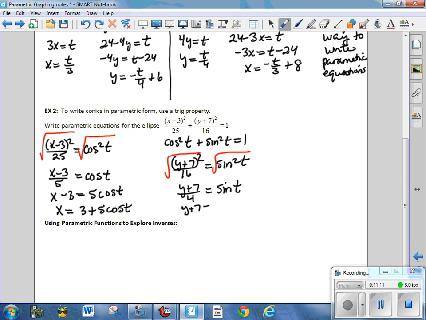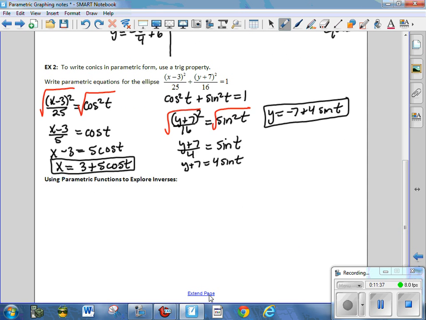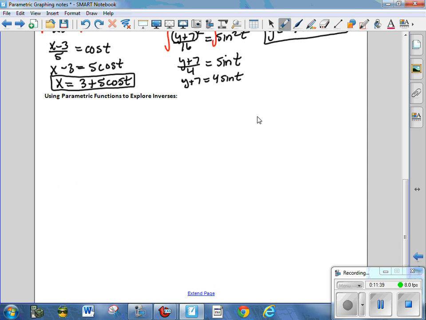Y plus 7 is equal to 4 sine of t, or y is equal to negative 7 plus 4 sine of t. So there are my parametric equations for that ellipse. And if you had a hyperbola, you'd do the same thing, only you'd use secant squared t minus tangent squared t equals 1.